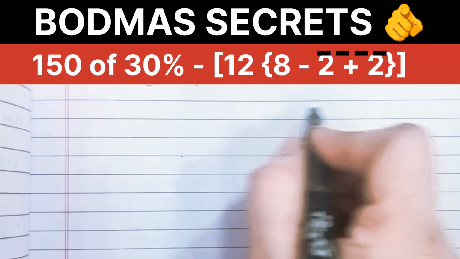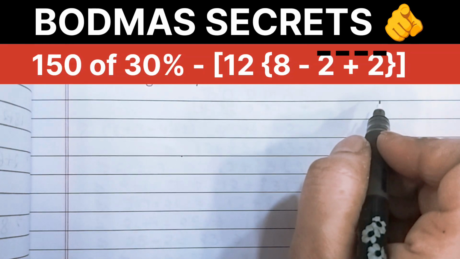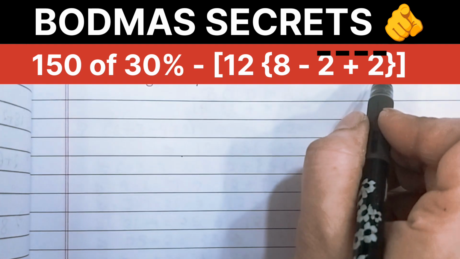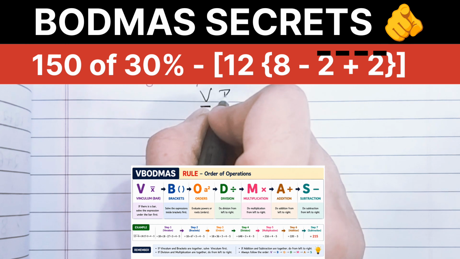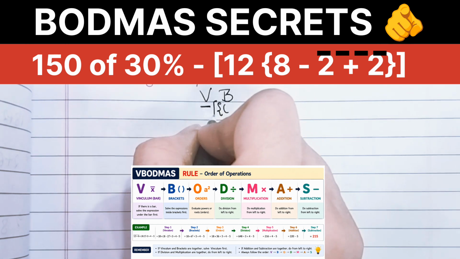Hello friends, according to this expression, we follow the BODMAS rule. But here we use the V BODMAS rule. First we solve vinculum. Vinculum stands for bar. And then after that we solve brackets: small bracket, curly bracket, then square bracket.